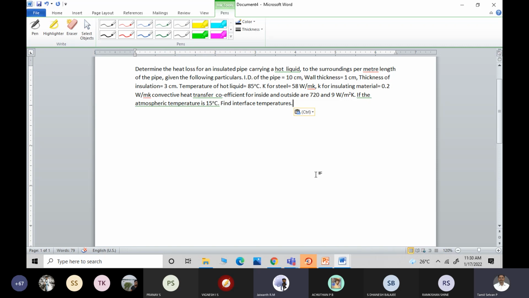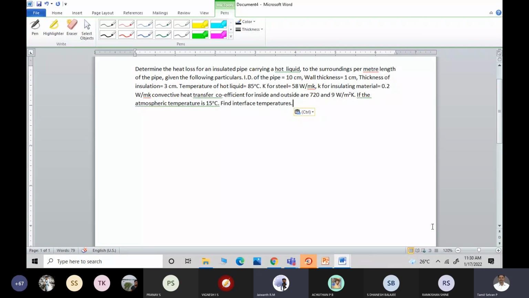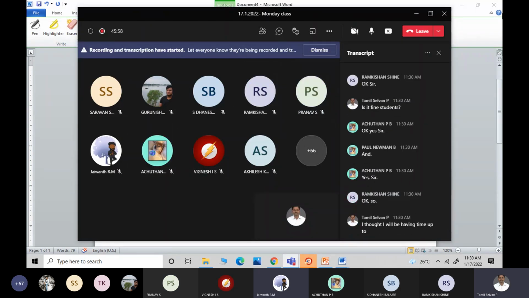Okay, all of you try to solve this problem number 3. The inner diameter of the pipe is 10 centimeter. Wall thickness is 1 centimeter. Thickness of insulation is 3 centimeter. The critical radius of insulation is not asked here, so you can try to solve this problem. If you are not able to do it, I will solve it tomorrow. Is it fine, students? Yes, sir. I thought I would have time up to 11:45.